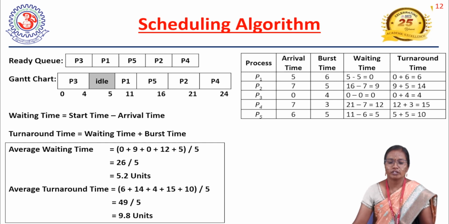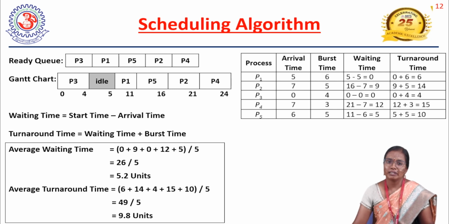In the Gantt chart, now you have to represent how the processes are scheduled. Here the starting time and finishing time of your process you have to represent. P3 is the first process. That process will be admitted immediately at 0 minutes. The burst time of the process P3 is 4. That's why the process execution will be completed at the next 4 minutes.